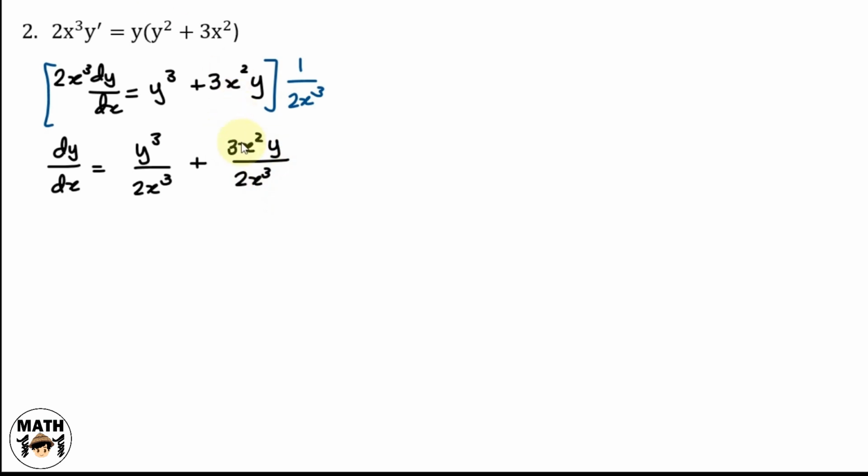Simplify natin to. We can divide this. Matitira na lang is x sa baba. Then, i-move natin to sa left hand side.